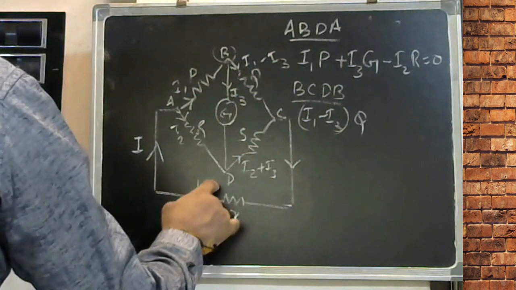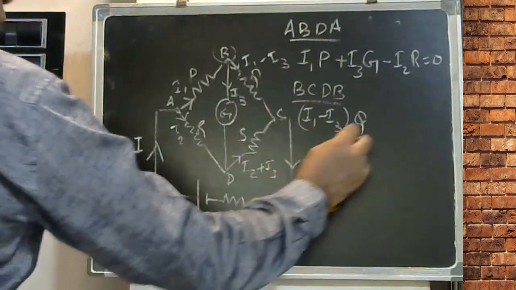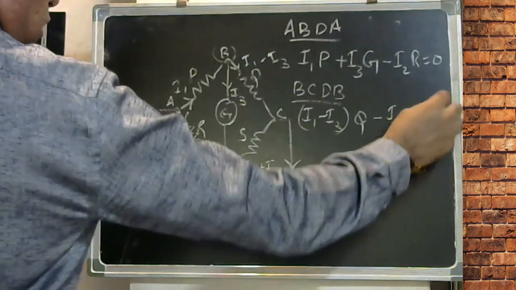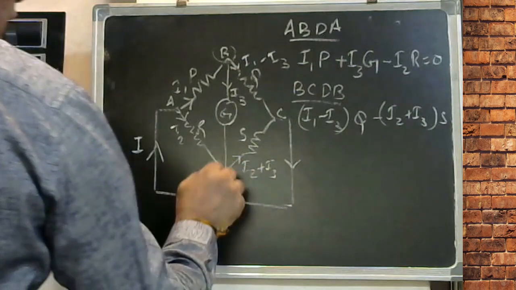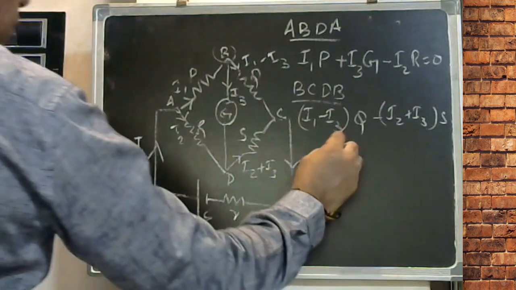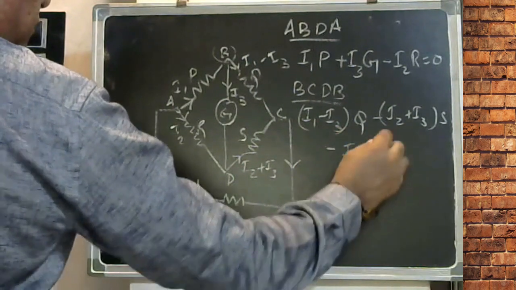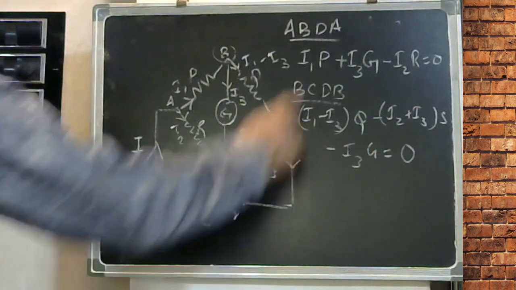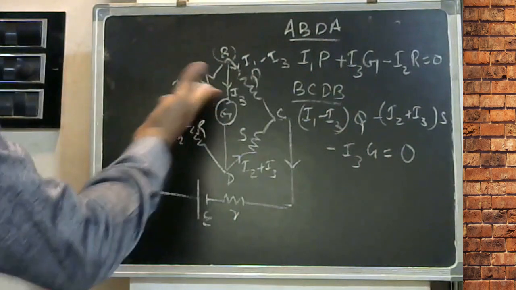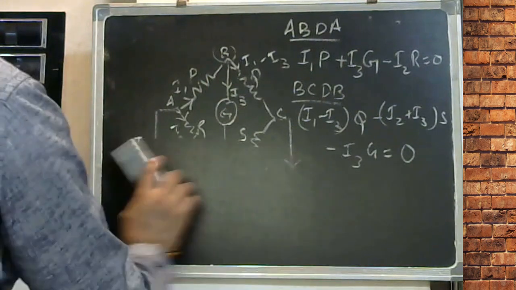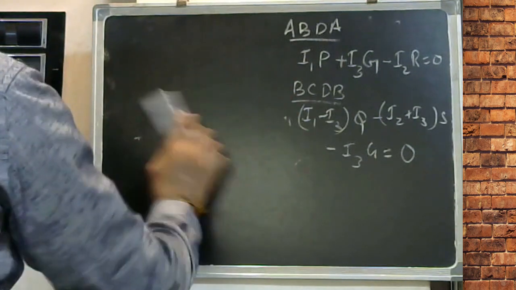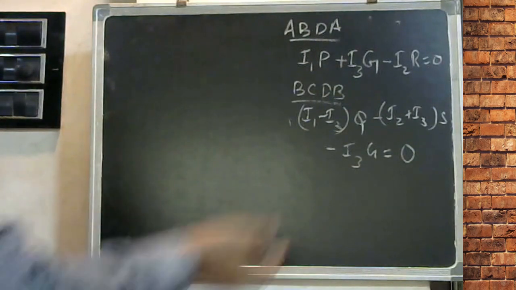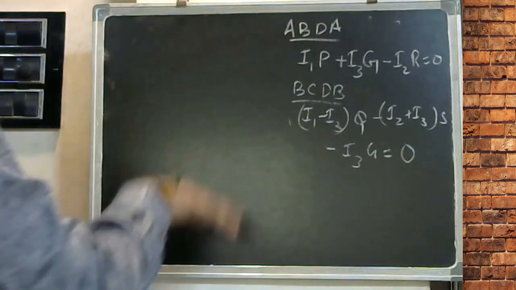Then I'm going from C to D, but current is going from D to C. So minus I2 plus I3. Now I'm going from B to B, but current is going from B to D, minus I3G equal to 0. So I'm taking two loops now. So you can see there is no battery, because there's no battery in the two loops now. So there's no need to take battery values. You don't need it. But if you want to do numericals of Kirchhoff's third equation, you should make it with the battery and then solve it.